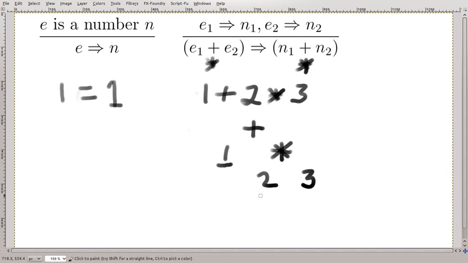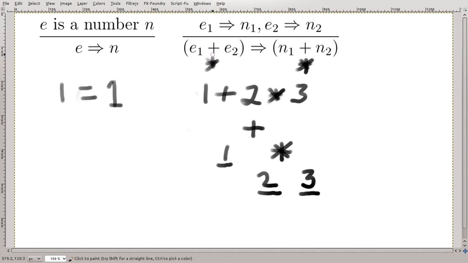We can get the value of its first child, 2, by applying the other judgment, and 2 is a number, therefore its value is 2. Similarly for 3, 3 is a number, therefore its value is 3. So now that both of the children of this multiplication have been evaluated, we can evaluate the multiplication itself.